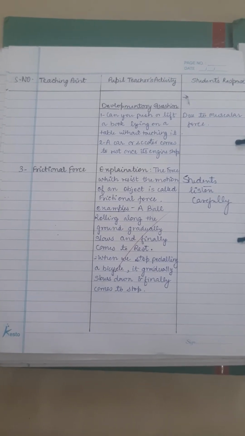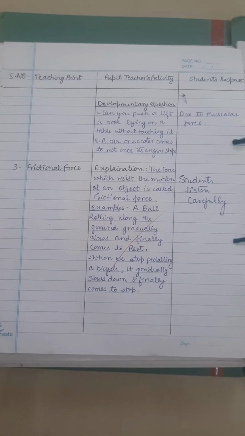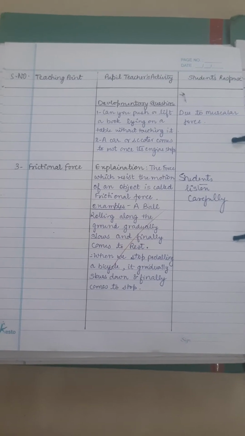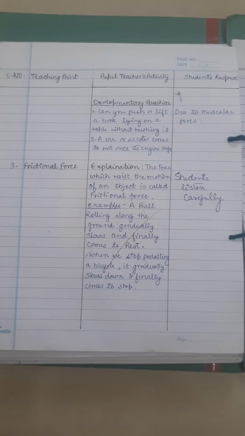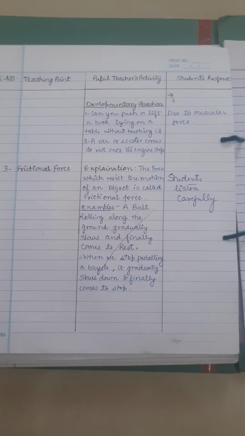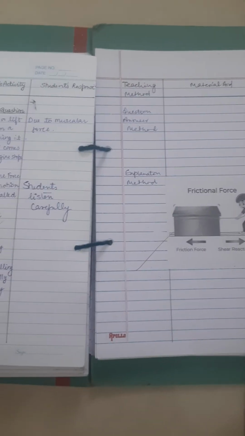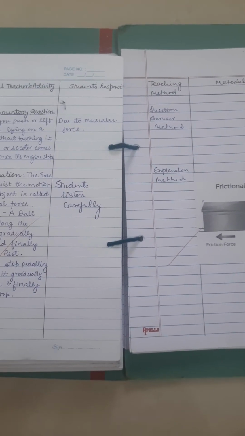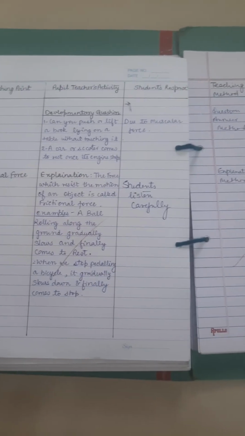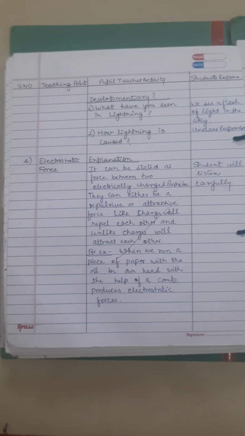And the third teaching point is frictional force. Ask a developmental question: can you push or lift a book lying on the table without touching it? Due to muscular force. A car or scooter comes to rest once its engine is stopped. No response. The question answer method is used in the developmental question. Then explain the topic. Students will listen. And this is the material aid and this is the blackboard work.